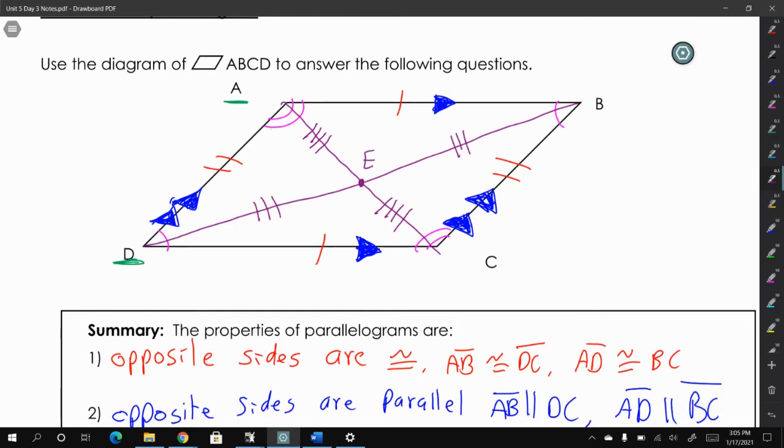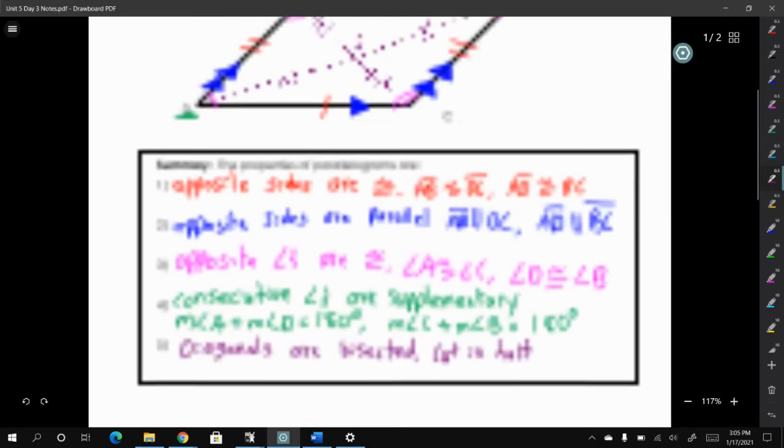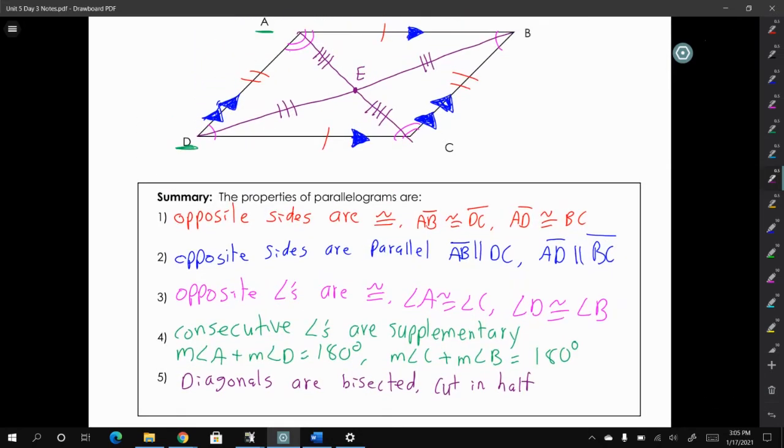Now, the two diagonals themselves, the whole diagonals, are not necessarily congruent to each other, but where our two diagonals intersect, that cuts each of the diagonals in half. So if we were to write this out, we would say that AE is congruent to CE, and DE is congruent to BE.